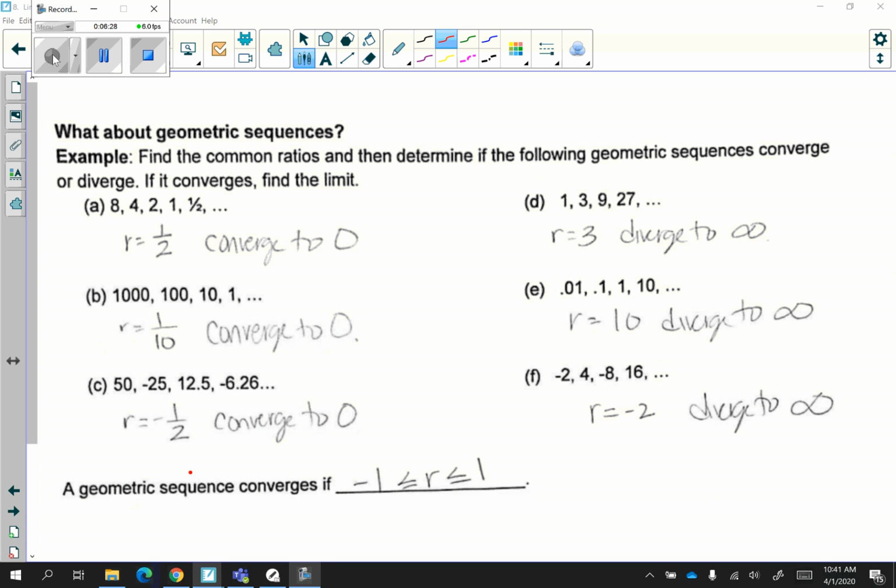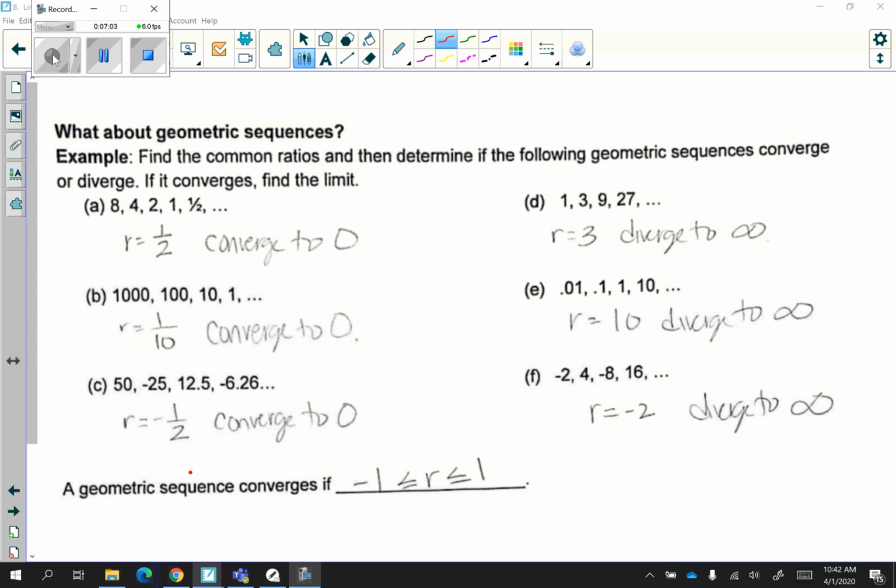For A, 8, 4, 2, 1, 1/2. My r is 1/2, I multiply by 1/2, and if I continue this process, I'm going to converge to 0. For B, 1,000, 100, 10, 1, my r value is 1/10, I multiply by 1/10 to get the next number in my sequence, but this is going to continue to converge to 0. For C, 50, negative 25, 12.5, negative 6.25. Multiplying by negative 1/2, and again, if I continue to do this, I'm going to converge to 0.